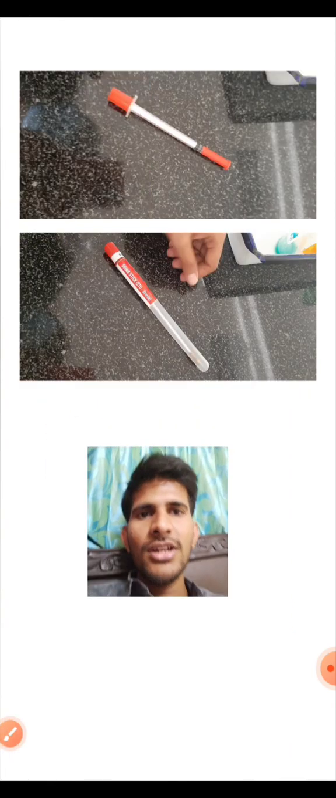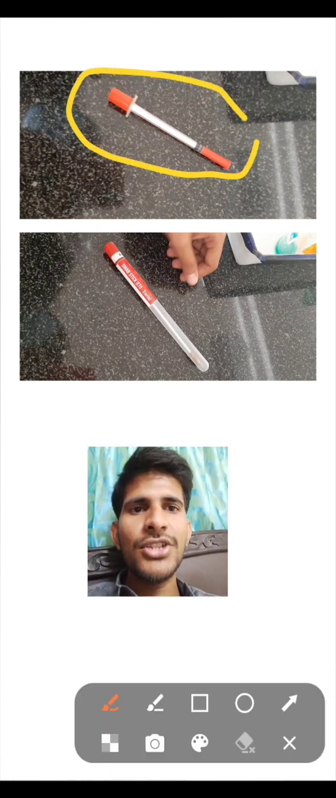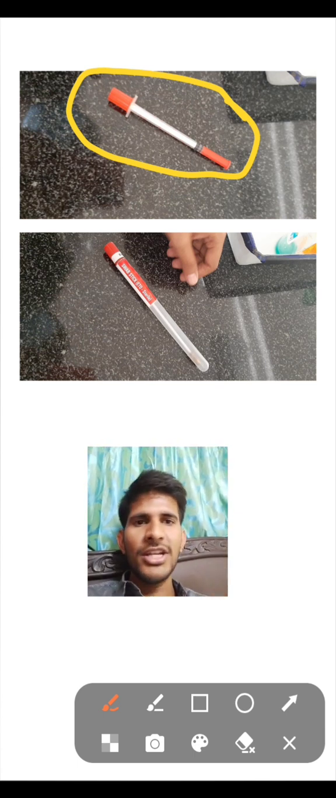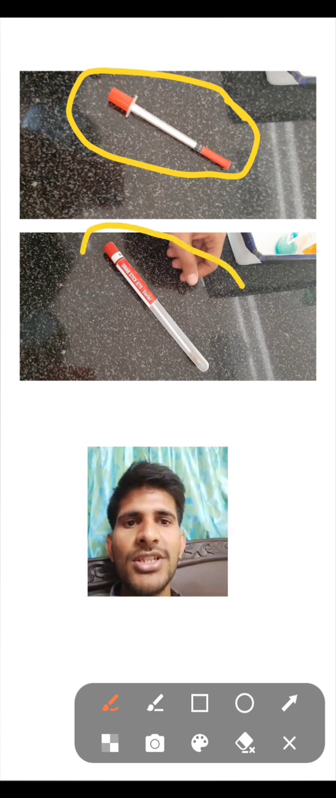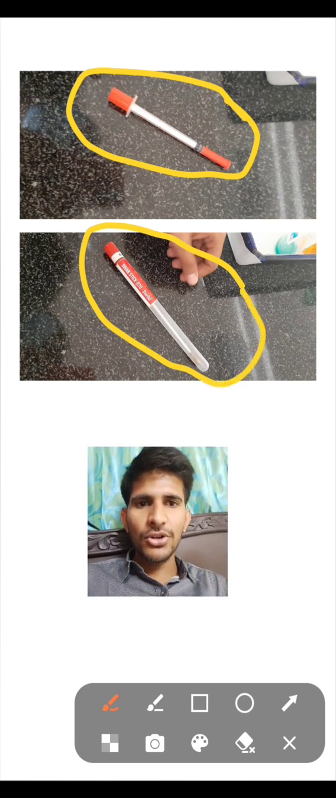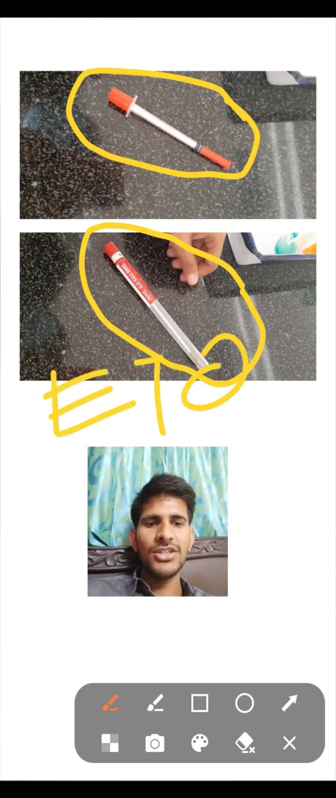Wait, let me show. The one which you are seeing upside. Okay, this is a tuberculin syringe, which is used for the Mantoux test. I already explained in the previous video. And this is a sterile swab, which is sterile. It is written on the upside also: ethylene oxide, ETO. ETO is used for sterilization of this.